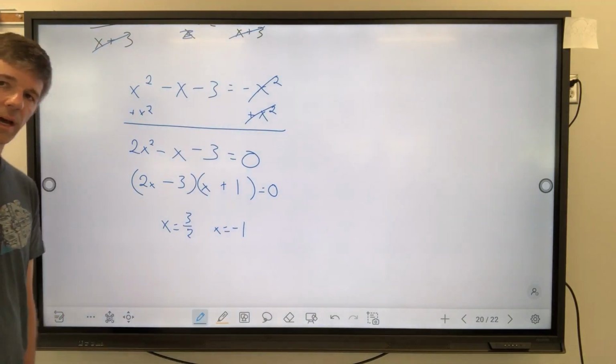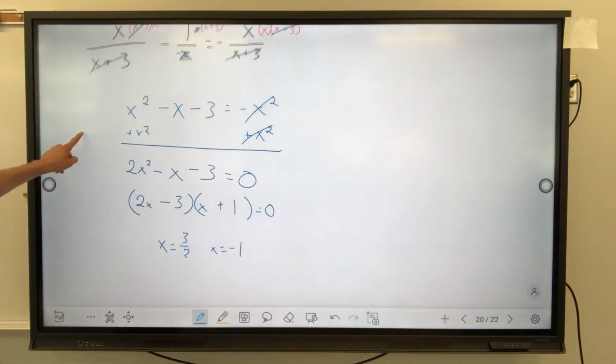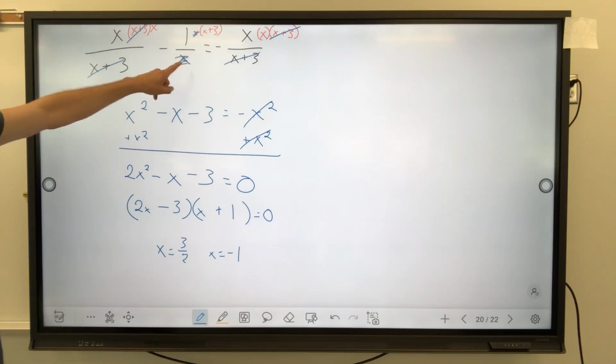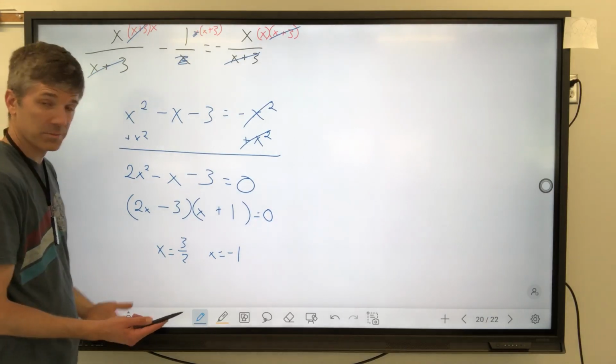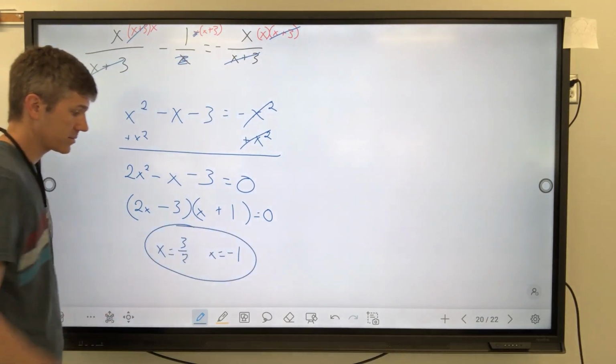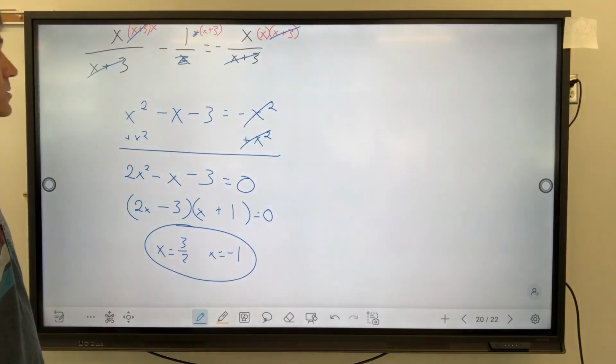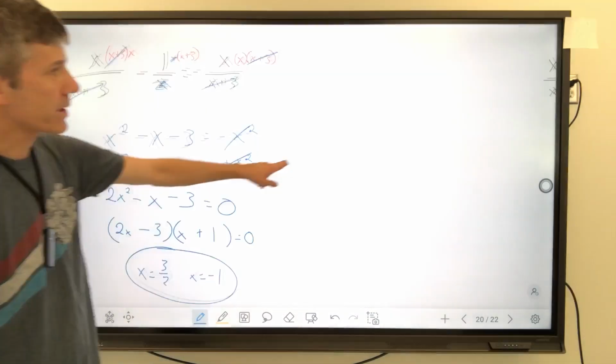Do I ever divide by 0? Okay, well not here, because then it would have to be 0. In order for this to equal 0, I'd need a negative 3 as an answer. I don't have that. I do have positive 3 halves, but that's not it. So that is my answer. I have 2 solutions. I have to check them every time when I get to the end.